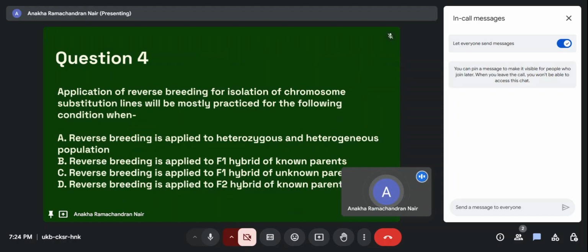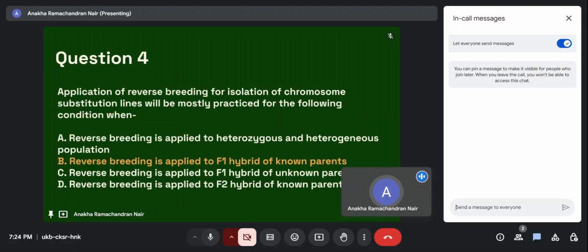Option A is reverse breeding is applied to heterozygous and heterogeneous populations. Option B is reverse breeding is applied to F1 hybrid of known parents. Option C is reverse breeding is applied to F1 hybrid of unknown parents. And D is reverse breeding is applied to F2 hybrids of known parents, right? So let's see what the correct answer is. The correct answer is B.